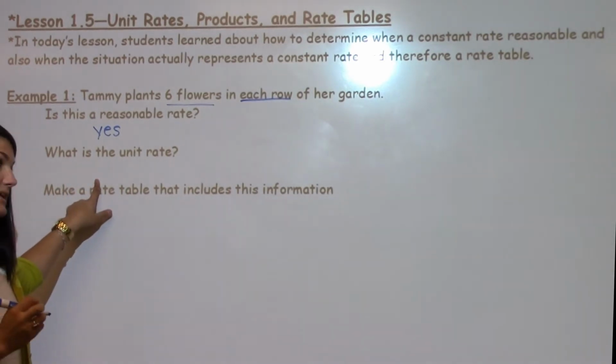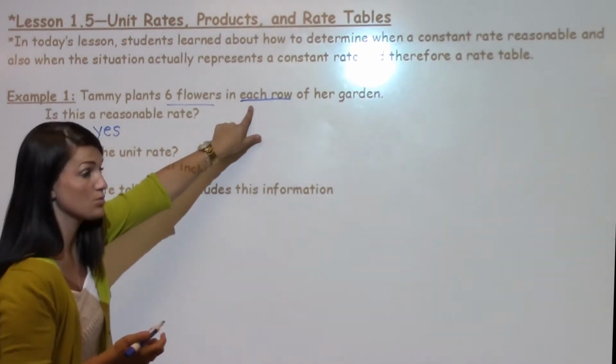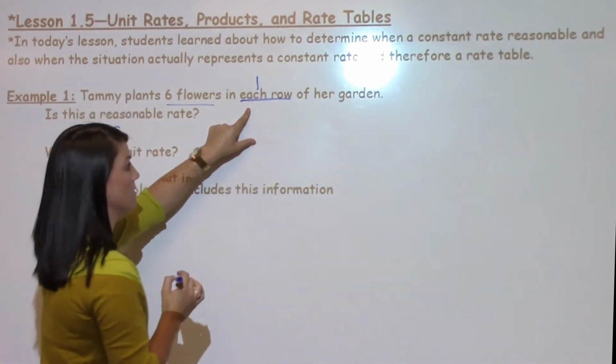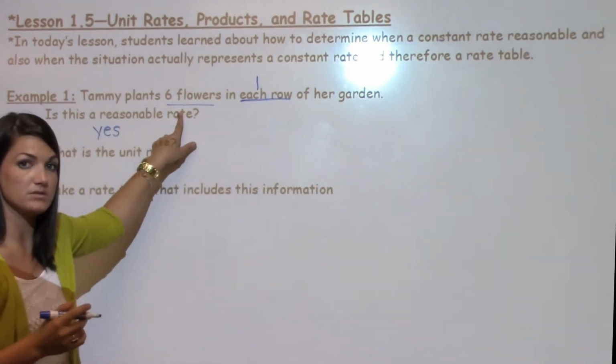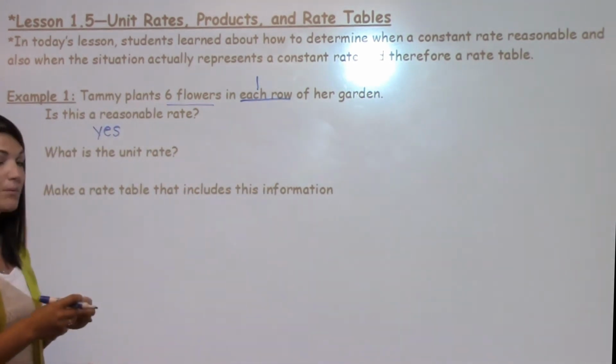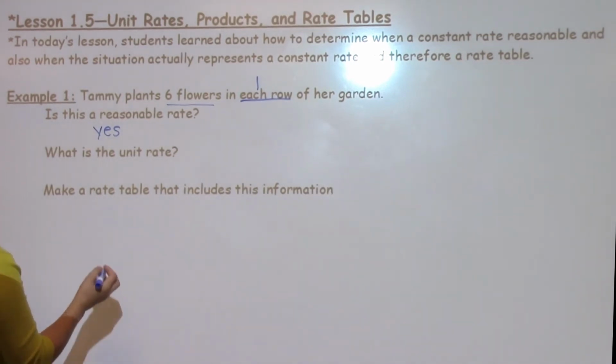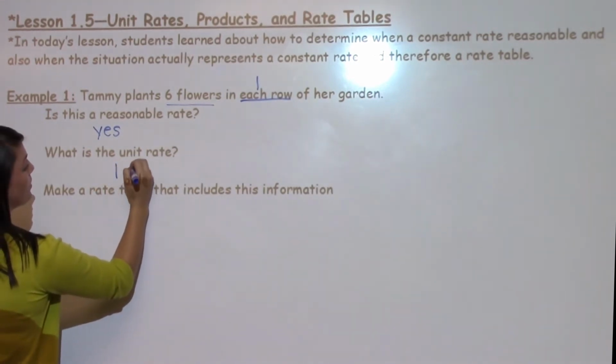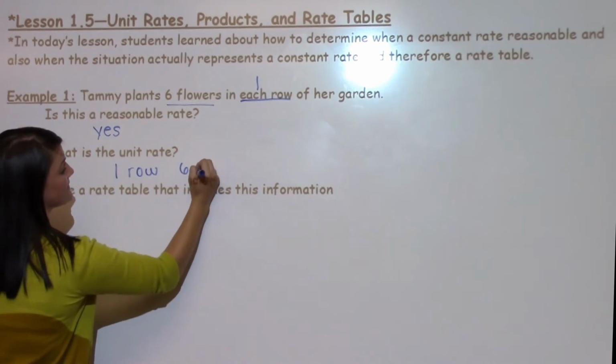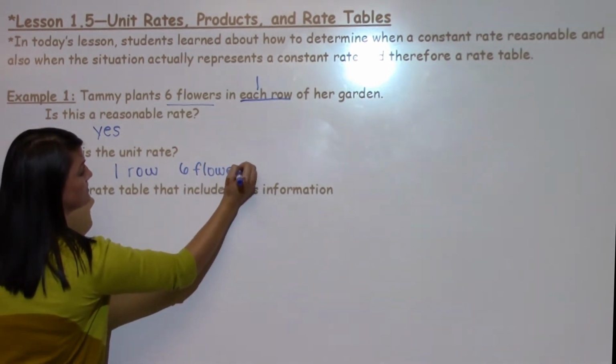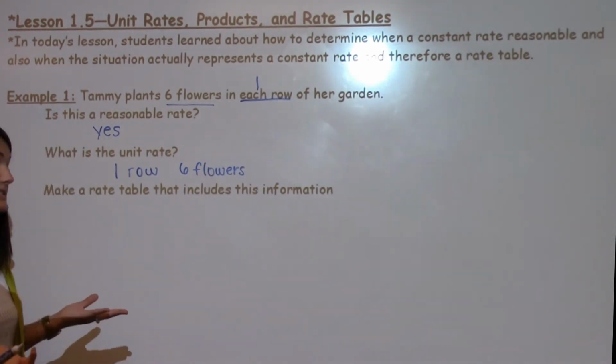What is the unit rate? Well, I know that in each row, which would be one row, I'm planting 6 flowers. My unit rate is always whatever is connected to 1. So my rate is 1 row and 6 flowers in each one of those rows. So my unit rate is 1 to 6.